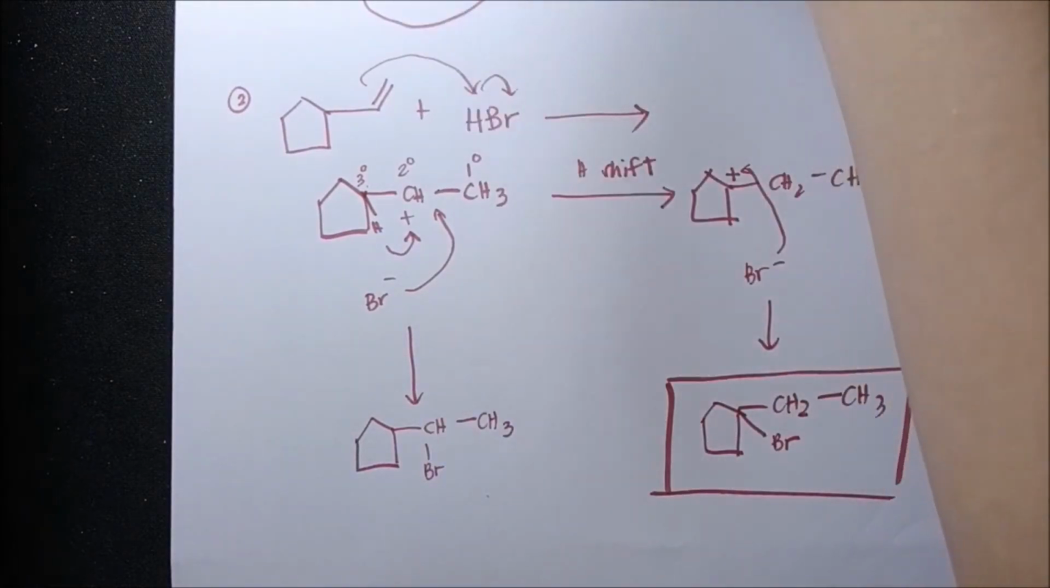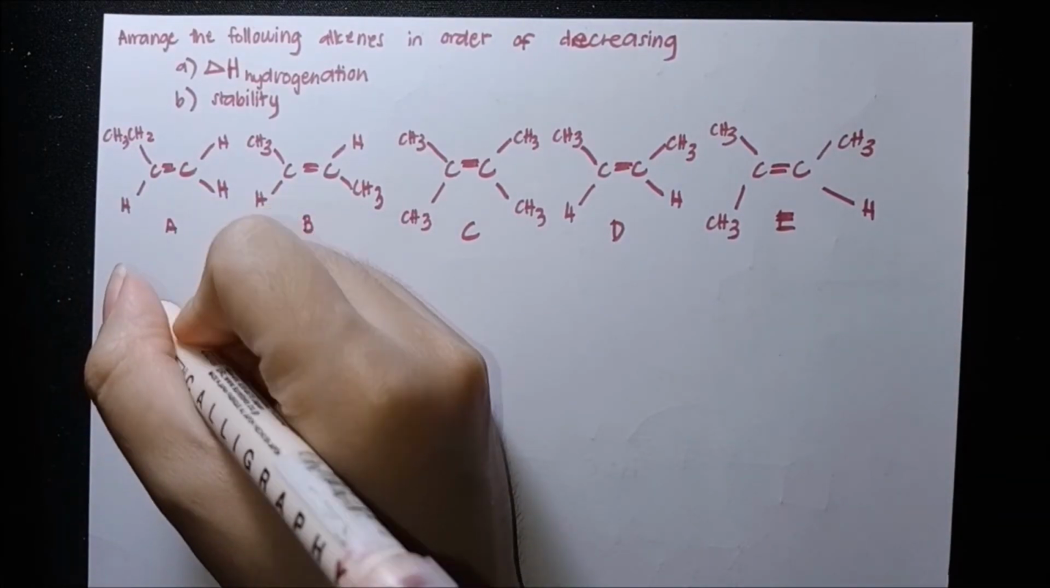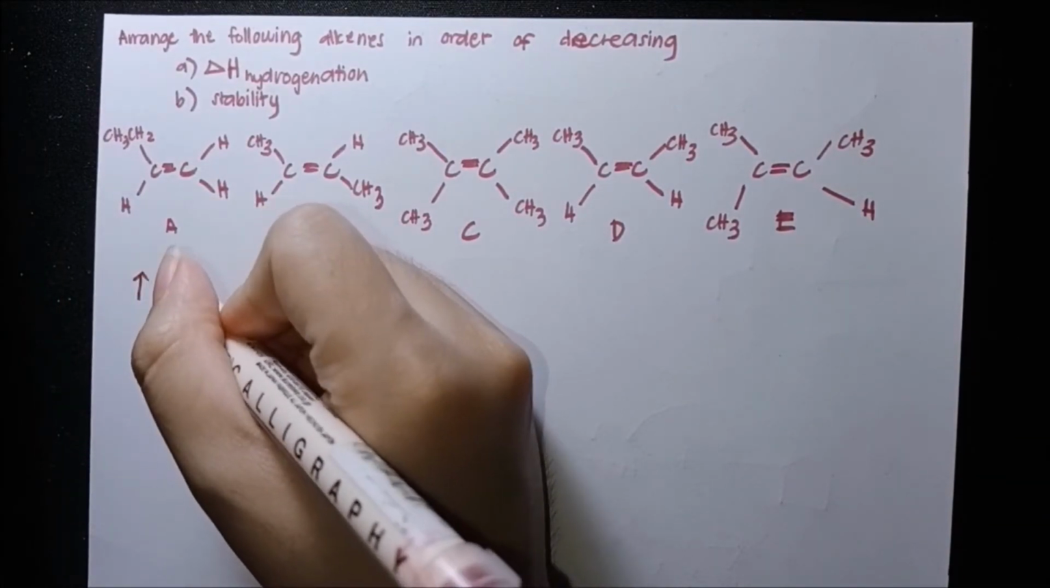Let's move on to more examples. This one is a simple exercise on the reduction of alkenes. Arrange the following alkenes in order of decreasing heat of hydrogenation and stability. You may pause the video if you want to answer the items first on your own. Okay, the heat of hydrogenation is the quantity of heat evolved or released when 1 mole of an alkene is hydrogenated. And the higher the heat of hydrogenation is, the more unstable the alkene.